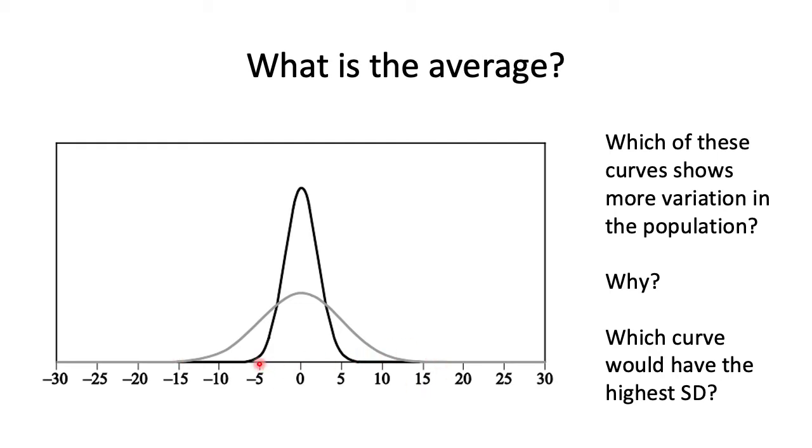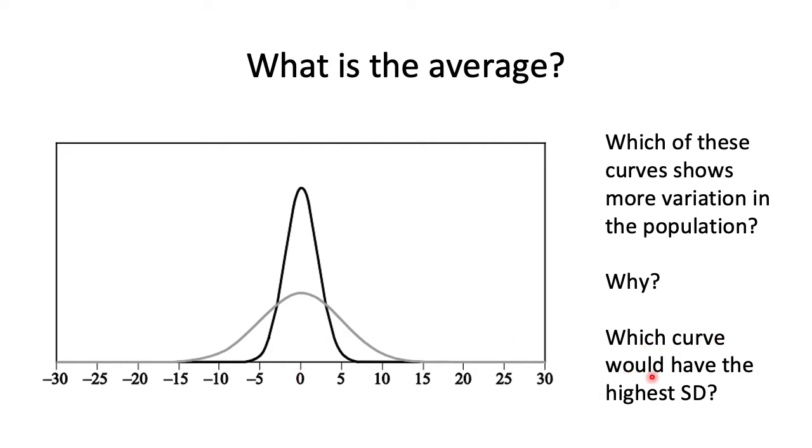The curve with the smaller range has the least variation, meaning that most of the population is closer to the average. And the second curve, the one with the larger range, has more variation in the population, meaning that most of the numbers are farther apart from the average.